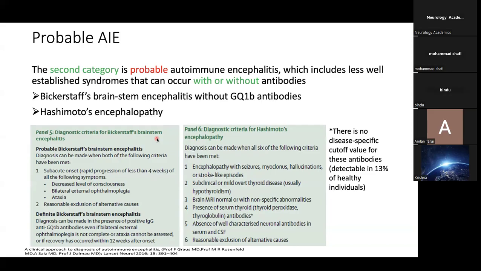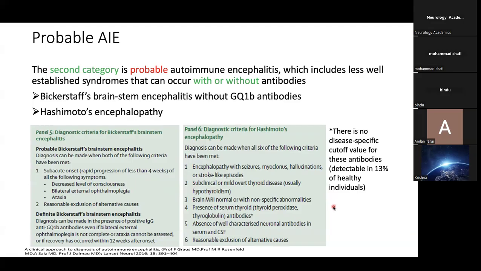In the probable case, there are 3 criteria. One is rapid onset, less than 4 weeks, of the following symptoms: decreased level of consciousness, bilateral external ophthalmoplegia and ataxia, and reasonable exclusion of an alternative cause. But if all 3 criteria don't match, then to diagnose Bickerstaff encephalitis, GQ1B antibody should be present.